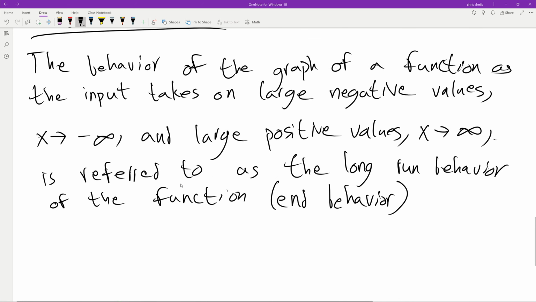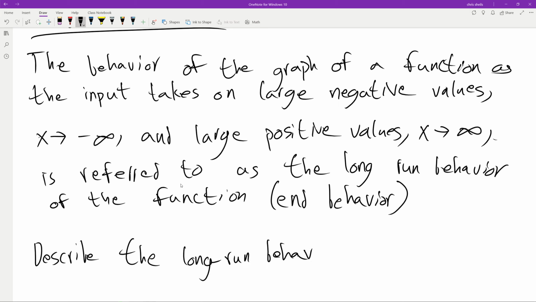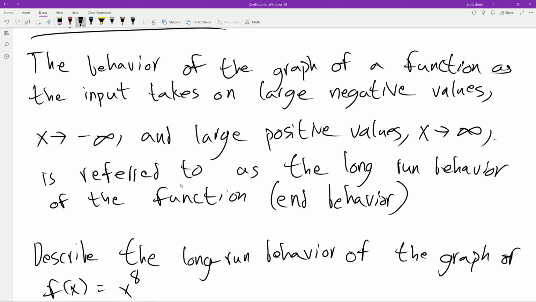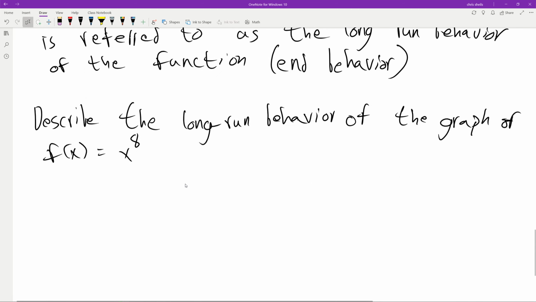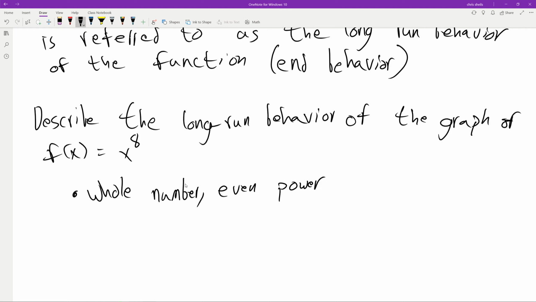So let's look at a few examples. Describe the long run behavior or the end behavior of the graph of f of x equals x to the 8th. So this is a whole number, even power, so I would expect this to behave somewhat like the quadratic function.